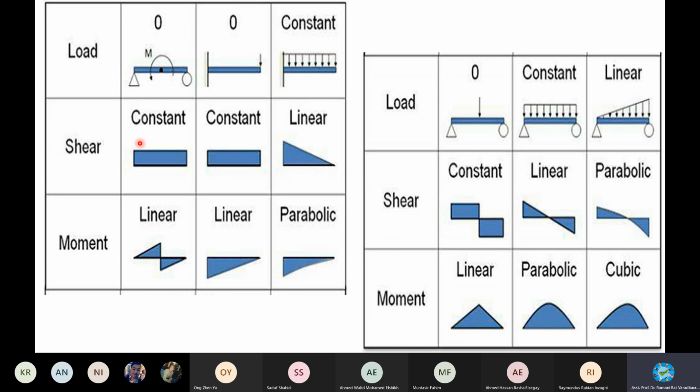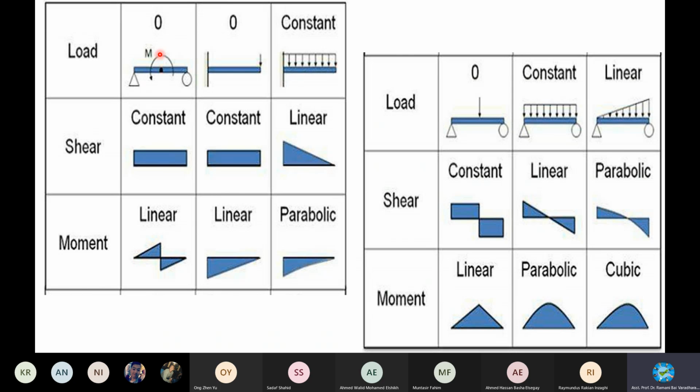Coming to moment, because of this reaction, when you go here, this load into distance, there is some load. So from here the start is 0 always, because force into distance is 0 here. So start from 0, gradually increasing because there is a moment acting.